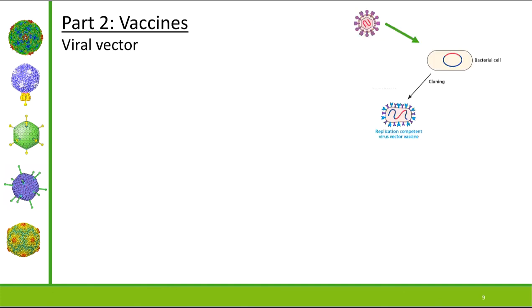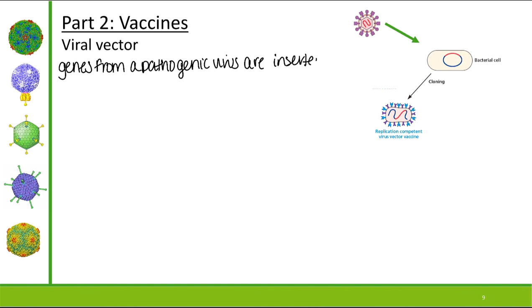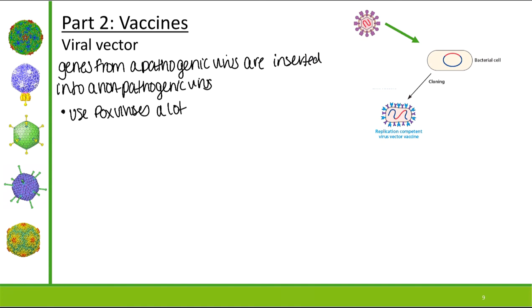So kind of moving forward, we can also think about this idea of a viral vector. And for a viral vector, what we do is we take genes from a pathogenic virus, and those genes are then inserted into a non-pathogenic virus. And oftentimes, we actually use pox viruses a lot as vectors, and so one of the ones that we use is a vaccinia virus, and so this is our vector. So this is what those genes from the pathogenic virus are going into.